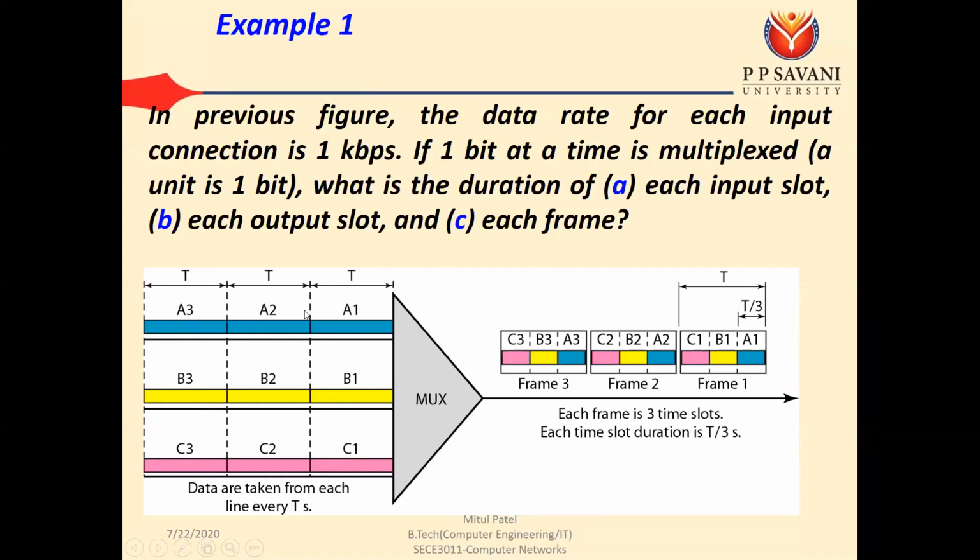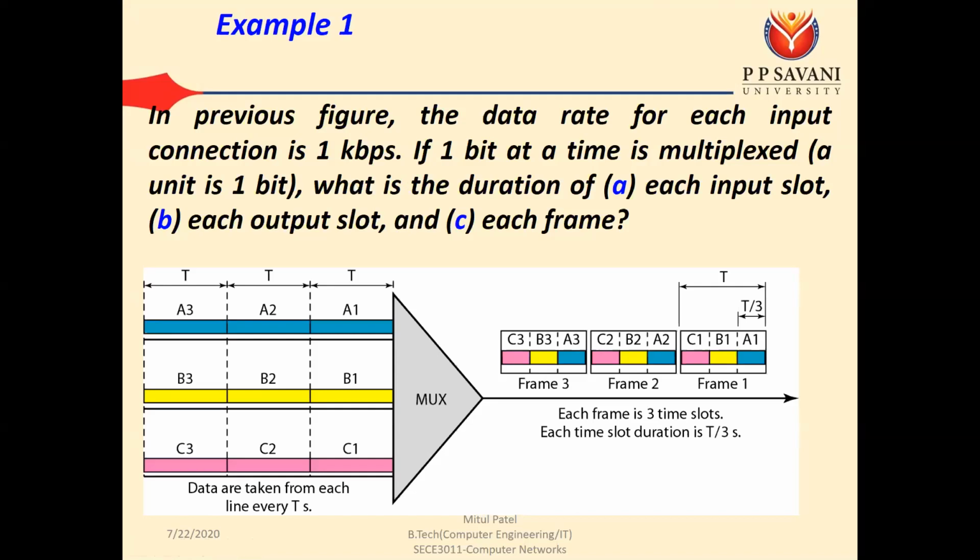Okay, so now we can divide our input channel into various time slots. Okay, so it is 1 kbps, so that's why we can say that in 1 second 1000 bits of data get transferred. In 1 second we are transmitting 1000 bits. Okay, so that is 1 kb of data. In 1 second, 1000 bits of data are transferred.